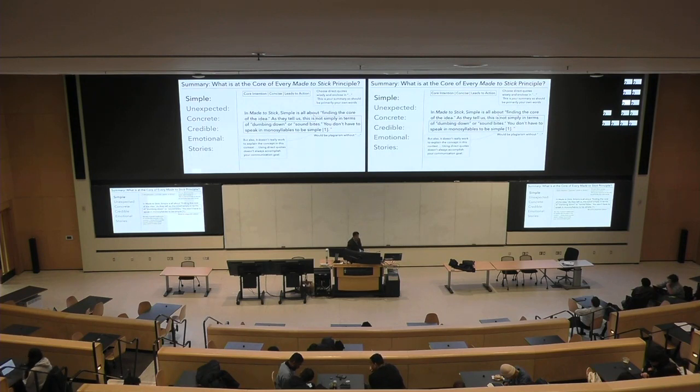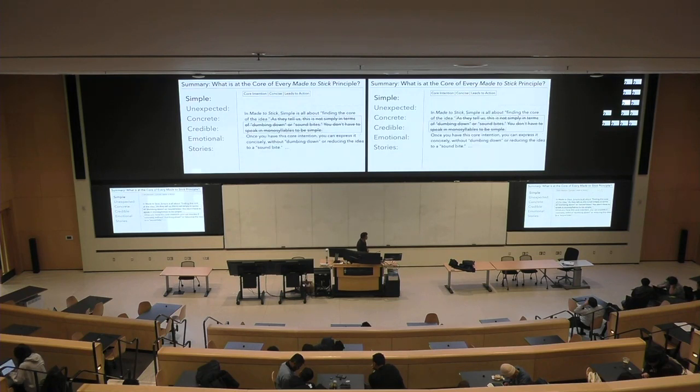So essentially, you want to be really careful what you're pulling to make sure that you're using passages, if you are pulling passages, that actually explain the concept particularly well in this particular context, okay? Now, you would want to pull, for example, and link it to the idea for core intention. So now, once you have this core intention, you can express it concisely without dumbing down or reducing the idea to a soundbite.